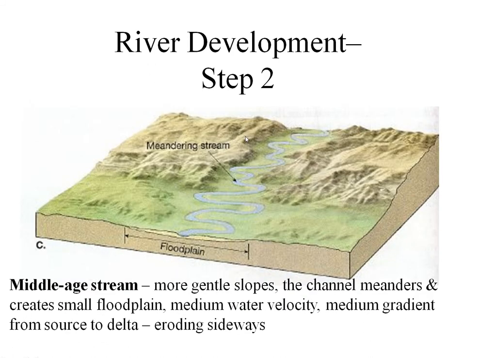The next stage, everything's starting to look a little softer. It's been eroded a bit. The stream is meandering back and forth. It's middle-aged. The slope is a lot more gentle because it's carried down, washed away and eroded most of the steep mountains. And its general job is eroding sideways.